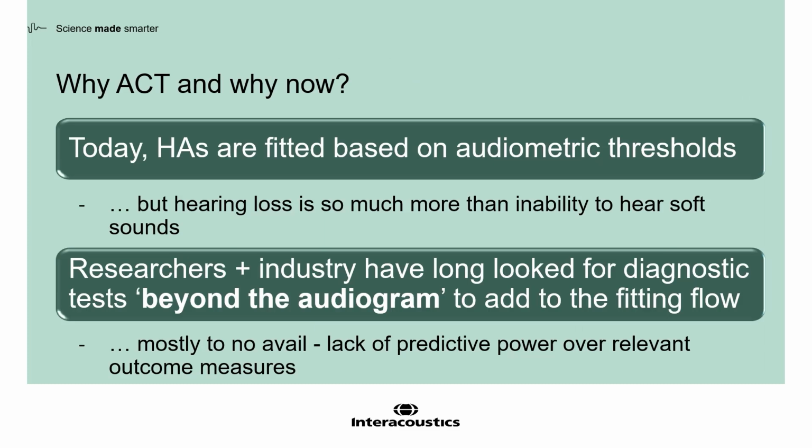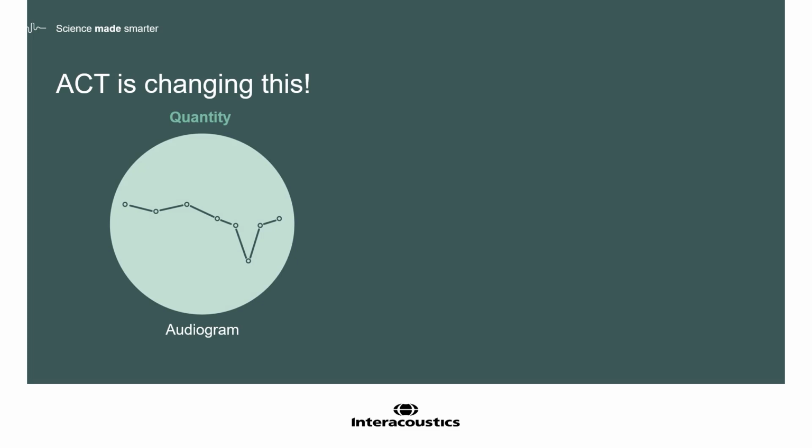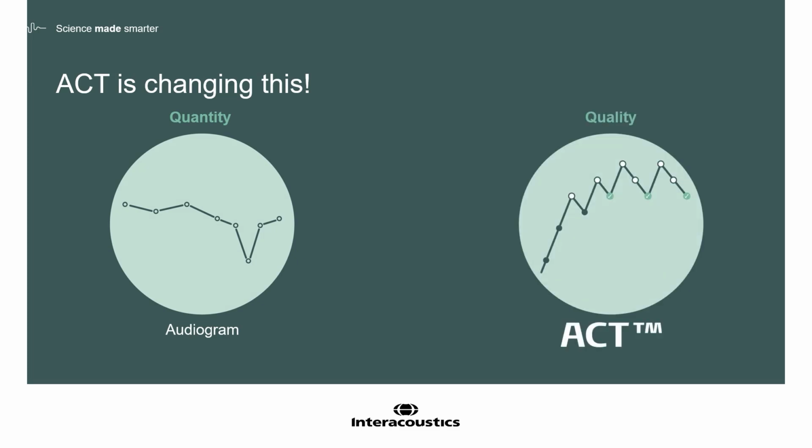So why ACT and why now? Because the only diagnostic measurement we currently use to program hearing aids is the audiogram, which is still extremely valuable. But as we've already discussed, hearing loss is so much more than the audiogram. There has been an ongoing search for diagnostic tests that take us to the next level beyond the audiogram, but no one was able to confidently and successfully create this yet. And ACT is about to change this. If we think of the audiogram as measuring the quantity of the hearing, ACT measures the quality of the hearing.